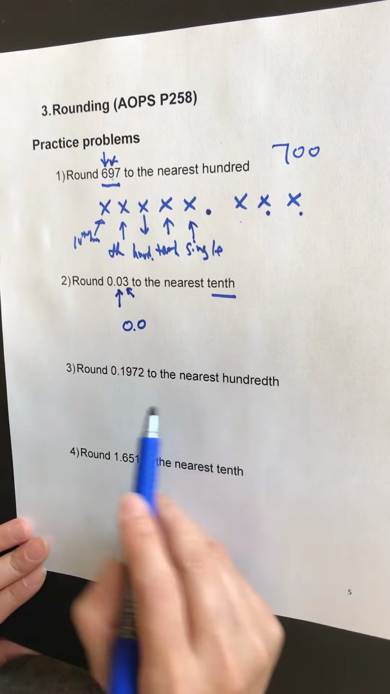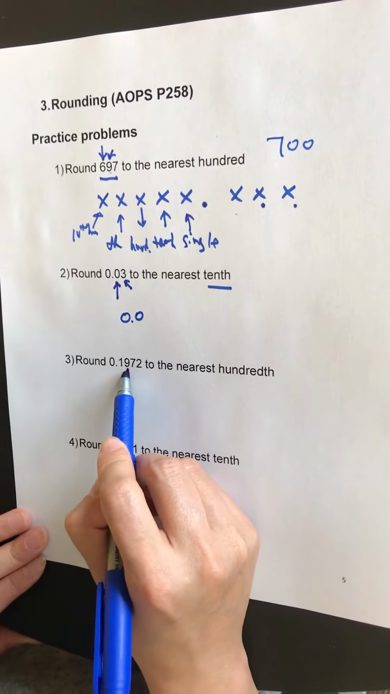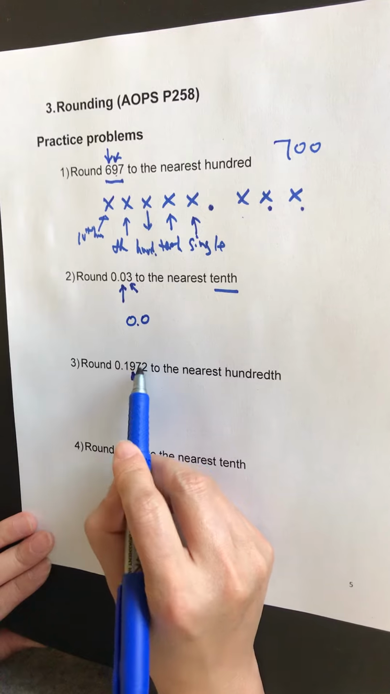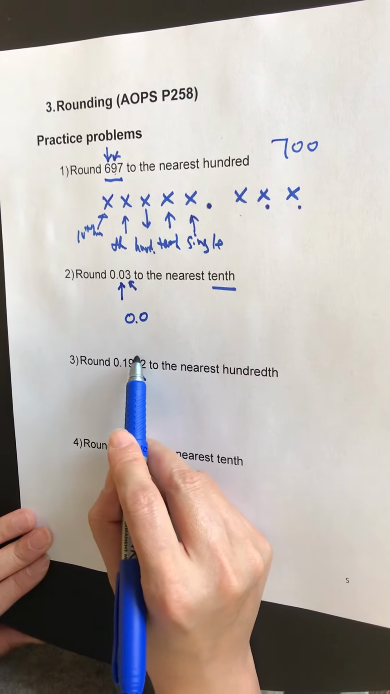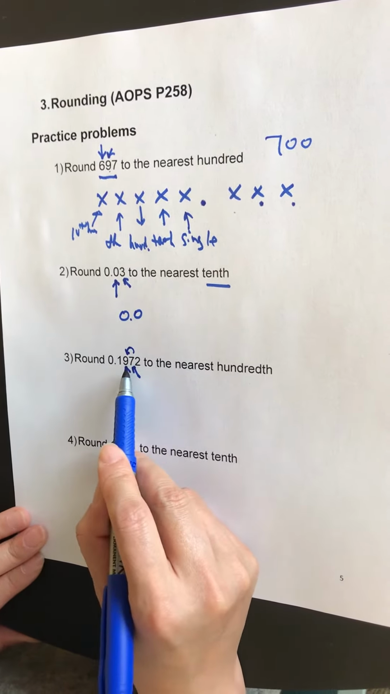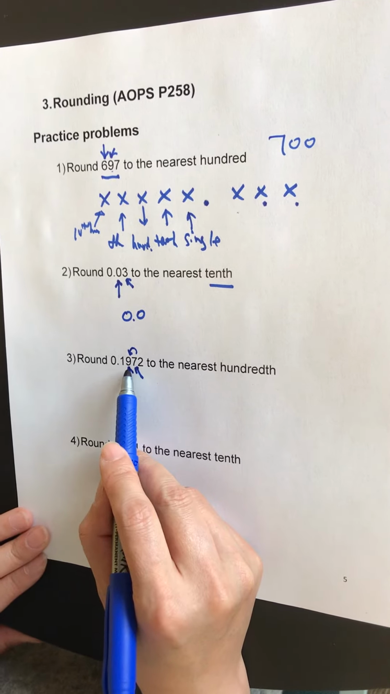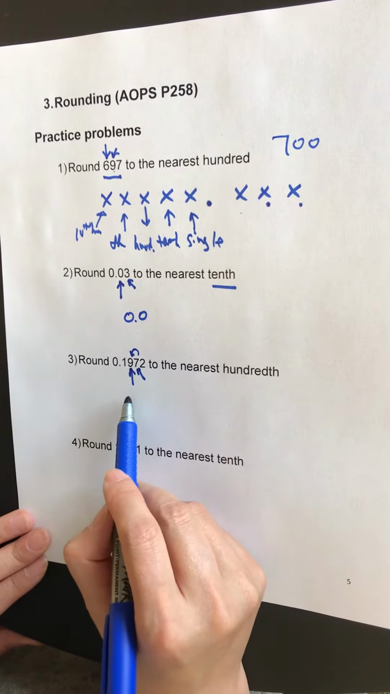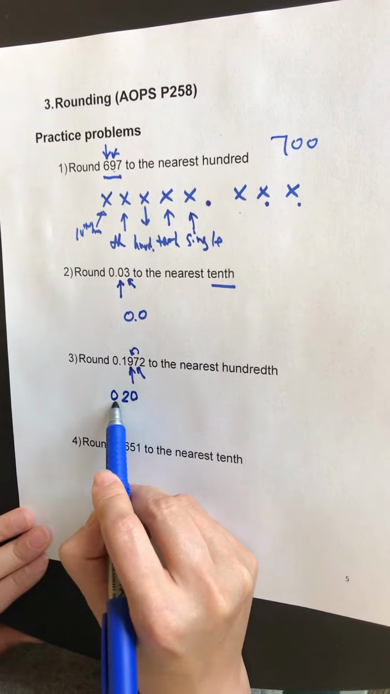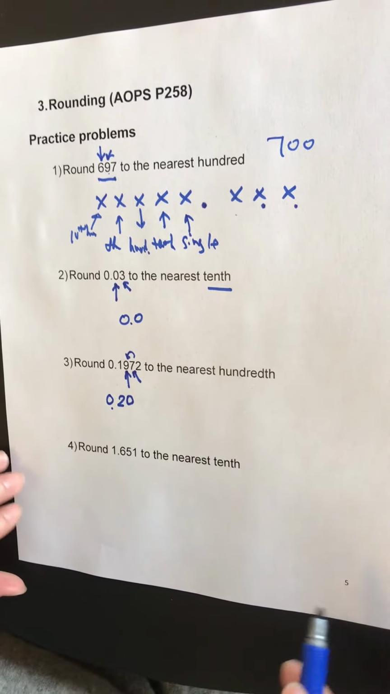Round this one to nearest hundredth. Nearest hundredth is the 9. So you look at the number right behind it, it's a 7, that's big, so you have to carry 1 over. Once you give 1 over, 1 plus 9 is 10, you have to carry another 1. So this would eventually give you 0.20.